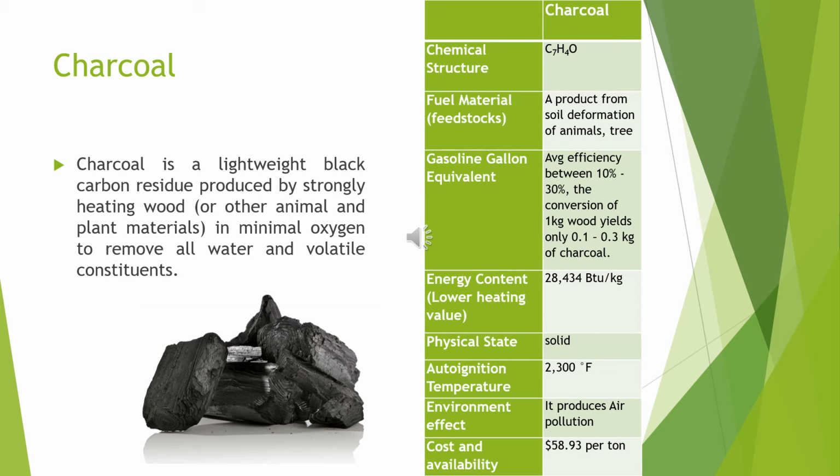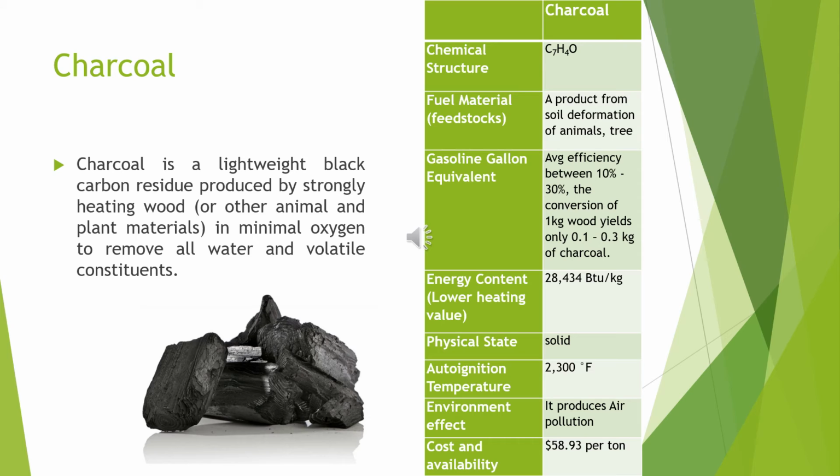And the next fuel is charcoal. Charcoal is a lightweight black carbon residue produced by strongly heating wood in minimal oxygen to remove all water and volatile constituents. The chemical structure of charcoal is C7H4O, and the fuel material is a product from soil deformation of animals and trees.